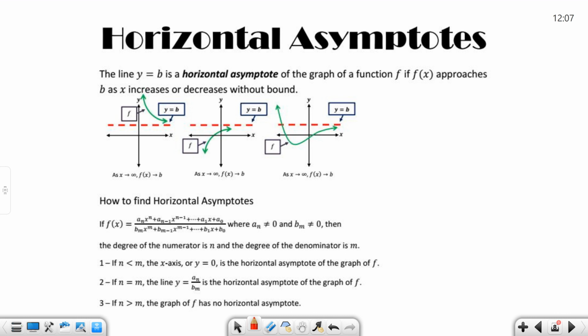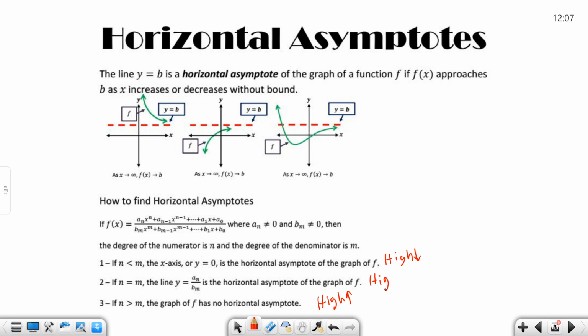So let's look at the final rule here. Because either the highest power is in the bottom, the highest power is equal, or n is greater than m. That means the highest power is in the top. So the graph of f has no horizontal asymptote if the highest power is in the top. So let me go back and write my highs in here. I have highest power in the bottom. That's y equals 0 is my horizontal asymptote.